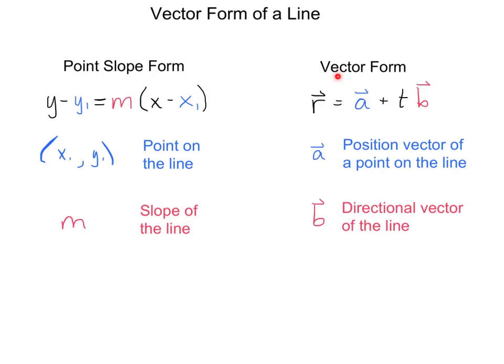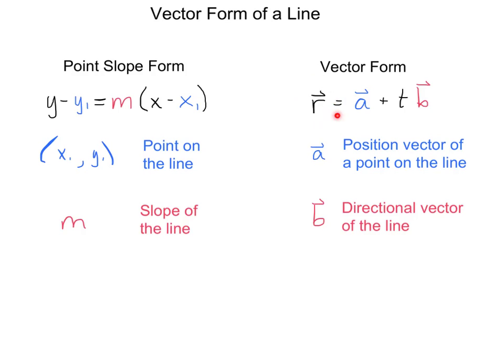If you want the vector form of a line, you effectively need the same things. You still need a point on the line, but we're going to represent it as a position vector. Given this is vector form of the line, we're looking for vectors. So the point on the line we're going to write as a position vector. And the slope of the line, I'm not going to write as a slope anymore, I'm going to write as a directional vector.